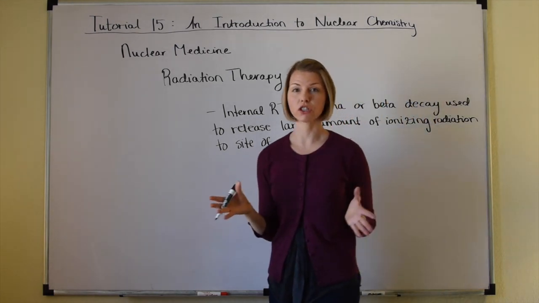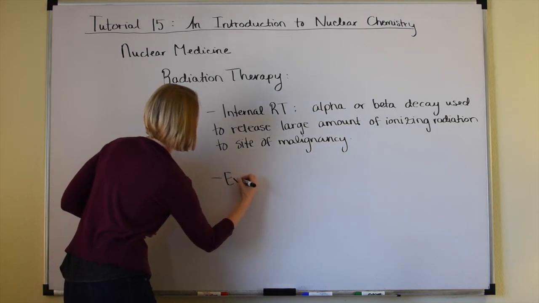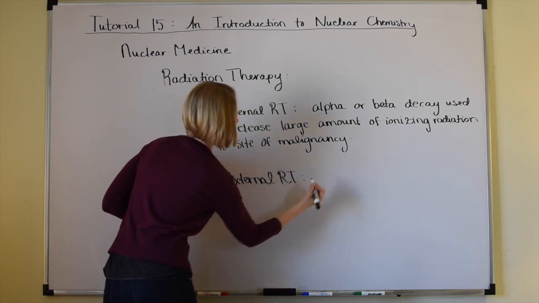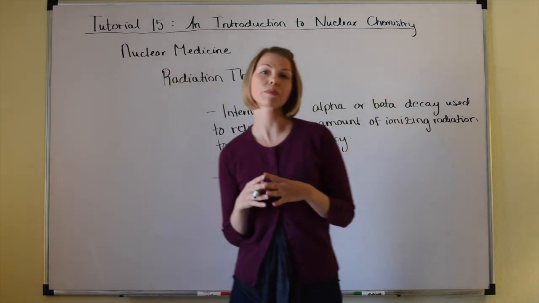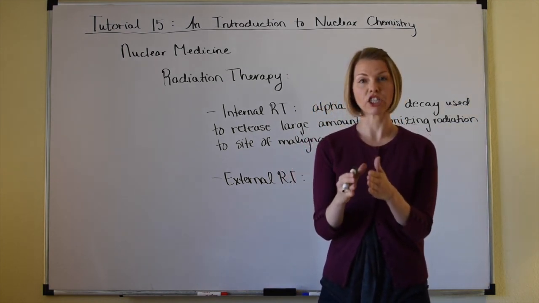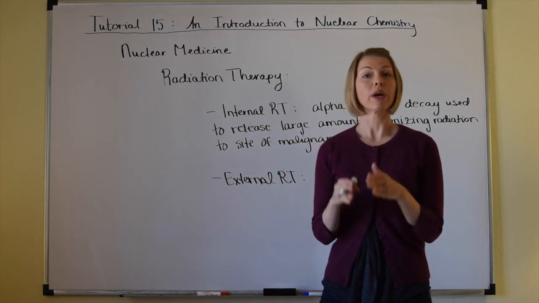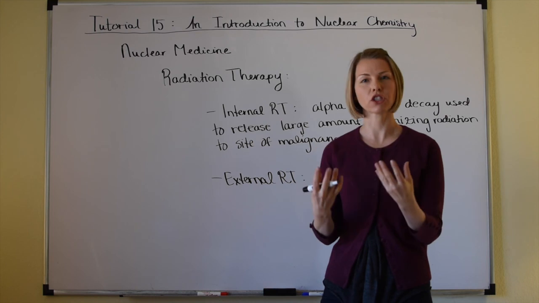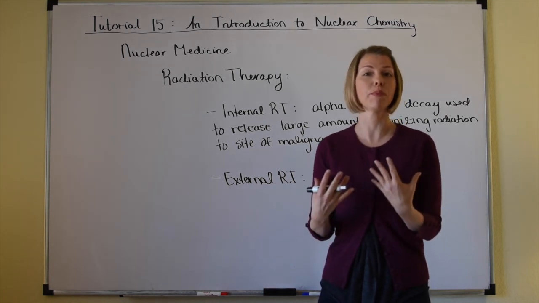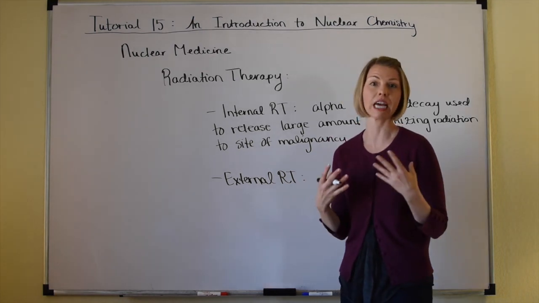Okay, external beam radiation therapy we'll talk about next. It's right here, external radiation therapy. Again, I'll just write RT. In external beam radiation therapy, a beam of gamma radiation is aimed at the site of a malignancy. So it has to be gamma because it's external. It needs to have penetrating ability, which the alpha and the beta just won't have. They are particles. They have a lower penetrating ability.